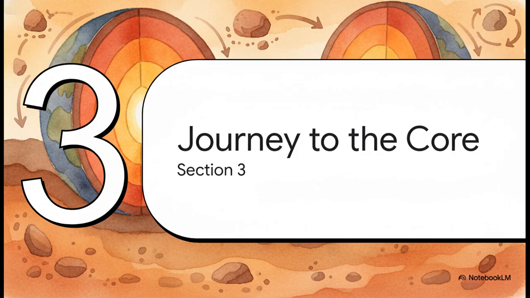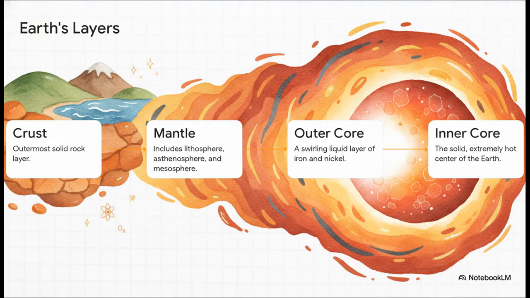Up next, Section 3, Journey to Earth's Core. Okay, let's leave the ocean floor behind and dig straight down into the geosphere to uncover the hidden structure of the Earth itself. Starting right at the top, we have the crust. This is the outermost solid rock layer we stand on, mostly made of lighter elements like silica and oxygen. Just beneath that is the thickest layer of all, the mantle.